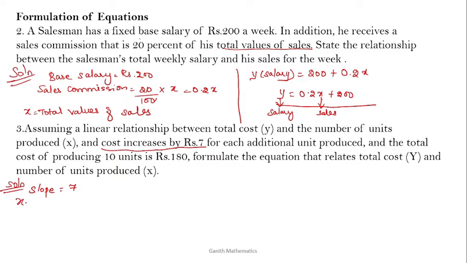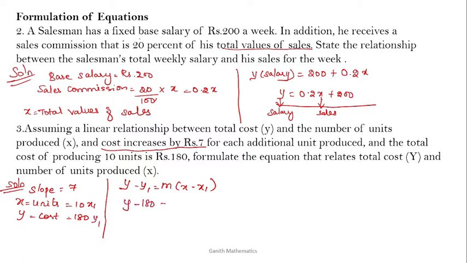So x is units, right? It is 10 units, and y is the cost, and the cost is 180. Formulate the equation that relates total cost and the number of units produced. In school, we learned the relation between the two values and the slope. We call that the point-slope form, and the form is y minus y1 is equal to m into x minus x1. I am naming this as x1 and this as y1. So y minus y1 is 180 and m is 7, x minus x1 is 10.